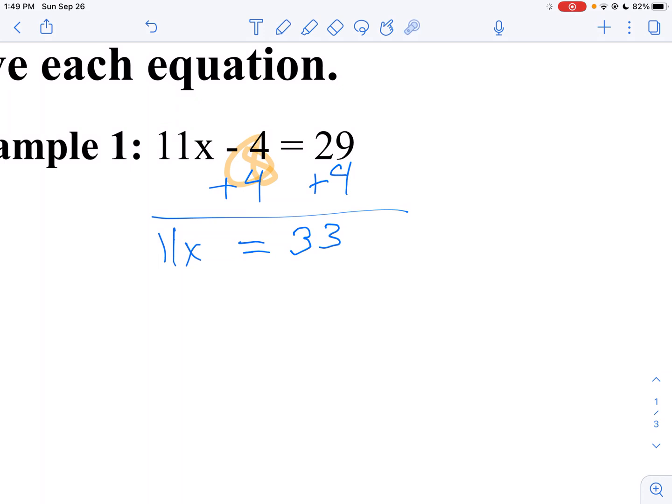Now, 11 times x. If there's no symbol between the number and a letter, it means multiplication. So the opposite of multiplying, in this case, we're going to divide both sides by 11. And x equals 3. You can check that by replacing x with 3. If I take 11 times 3, I get 33, minus 4 gives me 29.